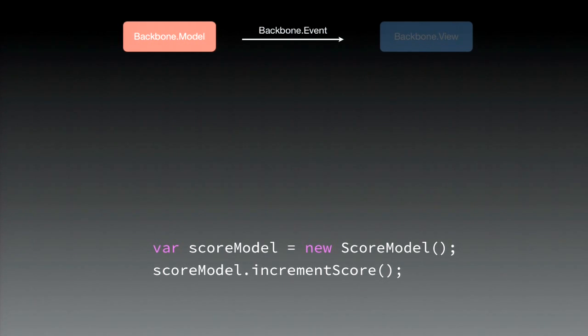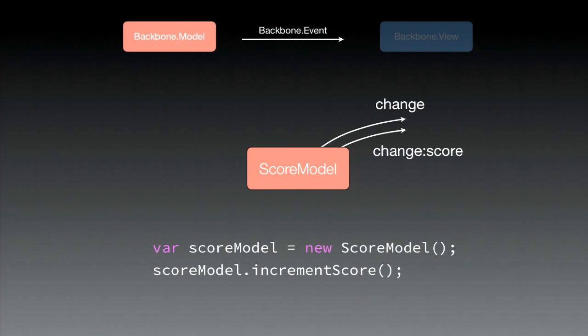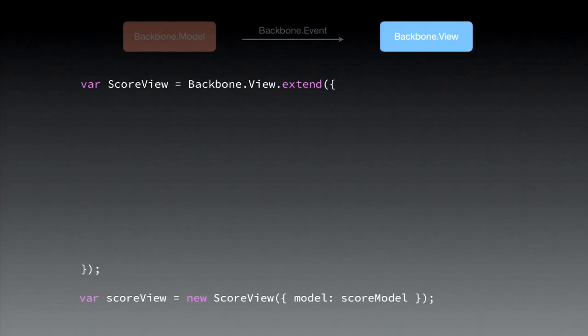Now, what happens when I do this? Well, there are 2 events that are triggered. One's called a change event, because something changed in my model. And then a change:score event is triggered, to say that, in particular, my score value was changed. So that way, anybody who cares, like the score view, can just listen for this and do what it needs to do. So let's take a look at that score view.